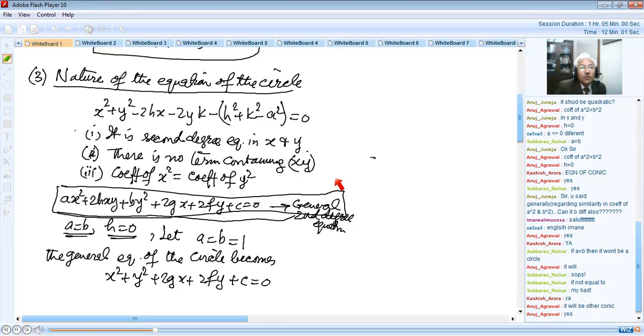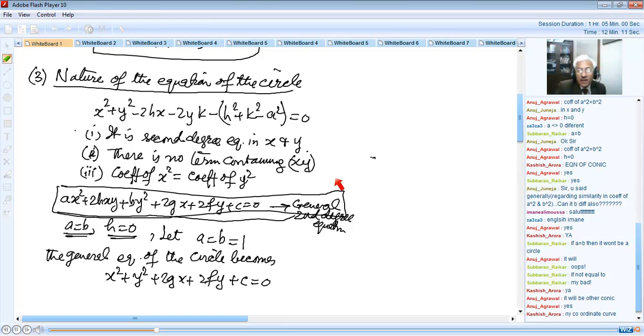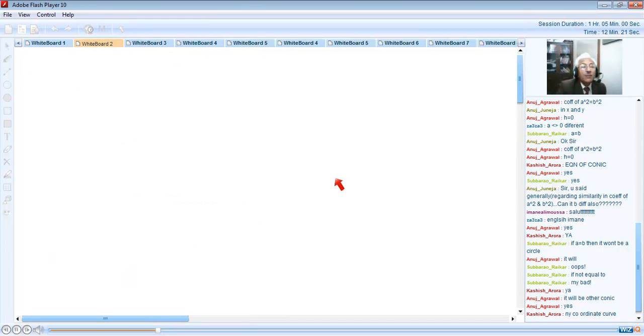Right? So we have discussed, this is the general equation, x square plus y square plus 2gx plus 2fy plus c equal to 0, a general second degree equation which will represent a circle. We talk about another thing now.